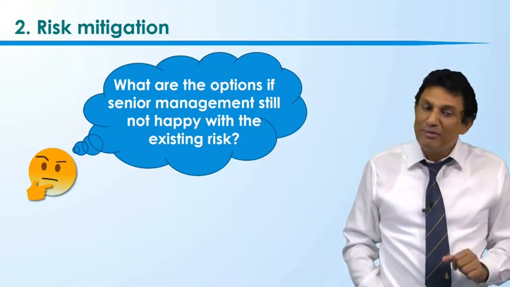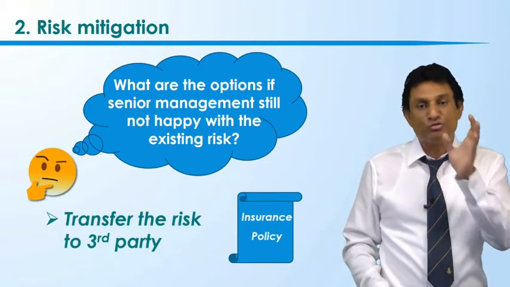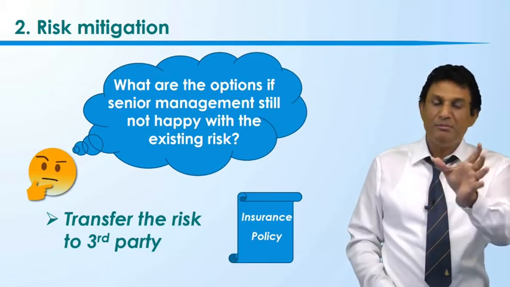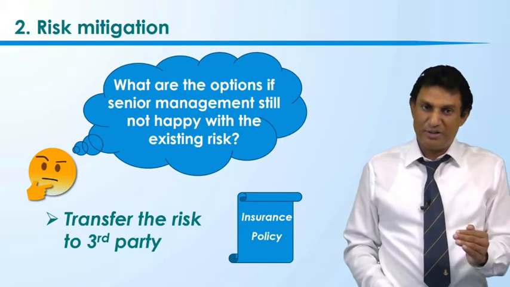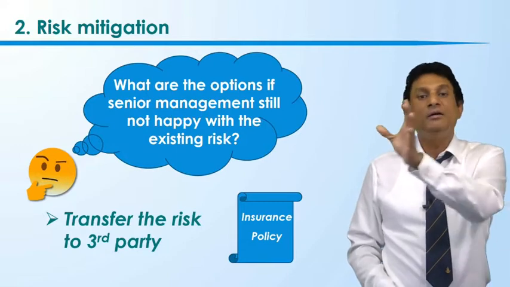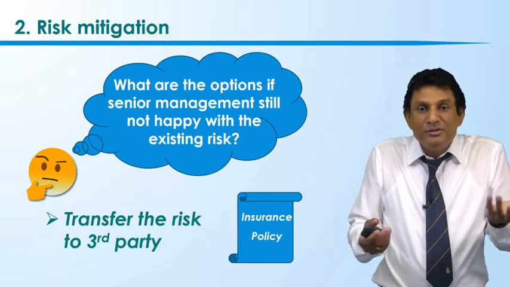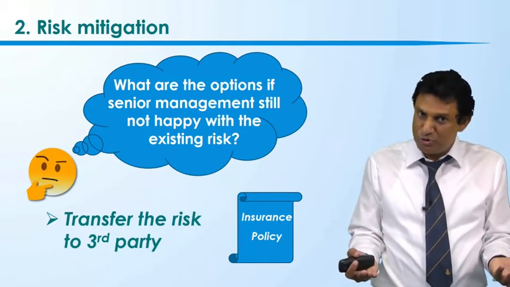So do they have any other choices? Yes. The next choice they have is to transfer the remaining risk to a third party, for example, by buying insurance. Now the question you may ask is this: we reduce to 60% and then transfer to the third party. Why can't we just transfer it without doing any controls whatsoever?